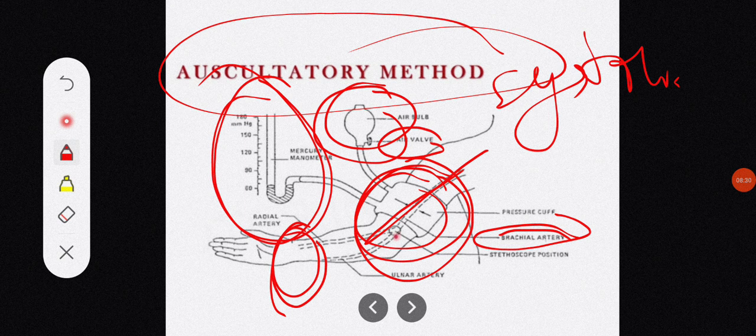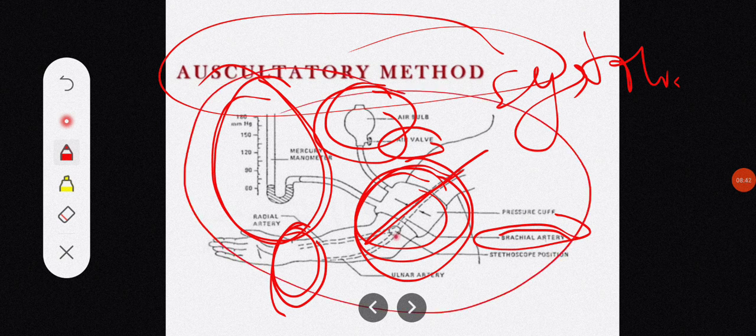But most appropriate is the auscultatory method, where you identify the systolic and diastolic pressure by listening to this Korotkoff sound. So this is how this sphygmomanometer is used for the measurement of blood pressure. And this diastolic pressure, its range is approximately 60 mm of Hg in young adults, whereas systolic pressure is from 110 to 125 mm of Hg. So this was all about sphygmomanometer.